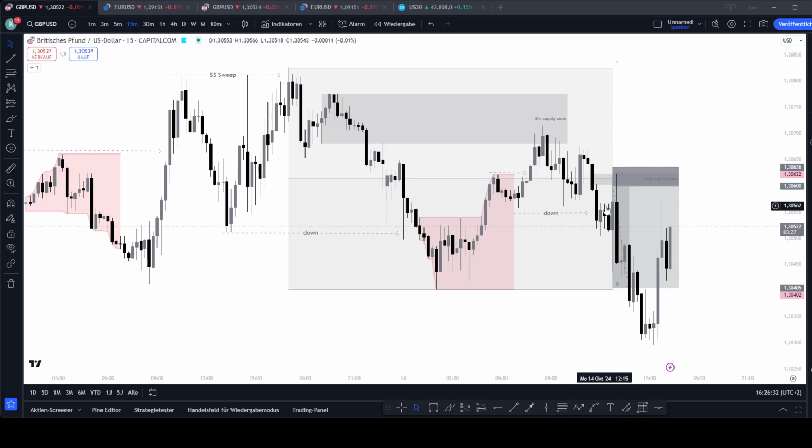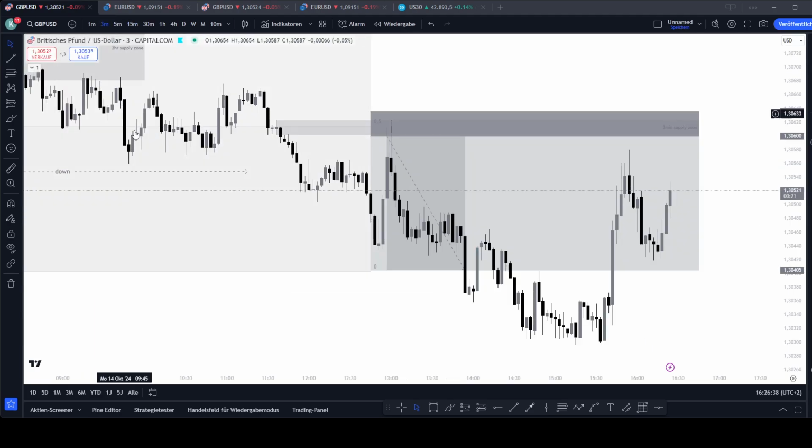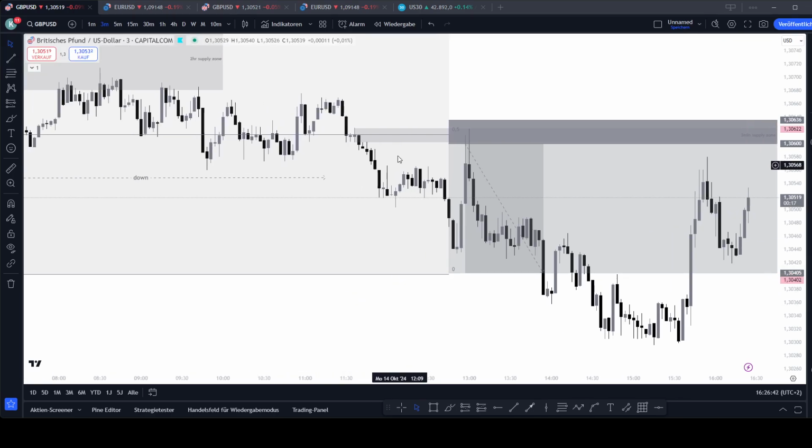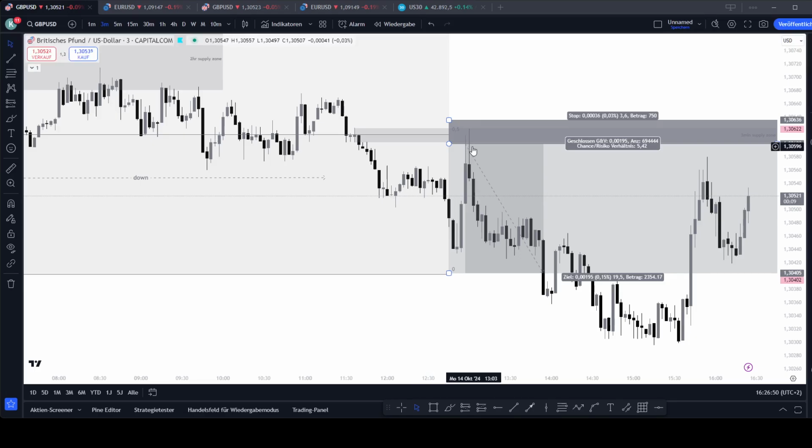I just had to wait for price to retrace into our supply zone, which was on the 3-minute time frame, and then now I go to the 3-minute time frame. And being on the 3-minute time frame, this was our 3-minute supply zone. This zone, 3-minute supply zone. I just had to send my sell limit order and place my take profit.